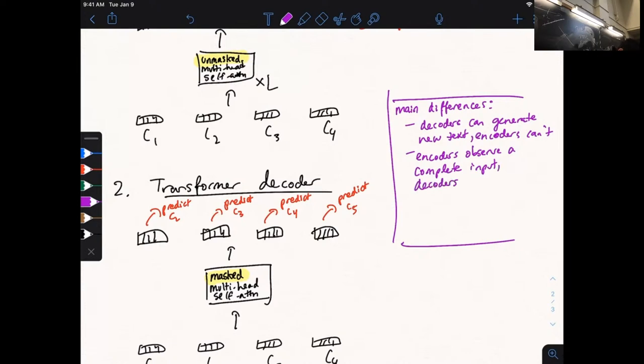Decoders only observe a prefix, right? So remember, the goal of a decoder is to predict the next word given some partial input. The goal of an encoder is, given a complete full input, give me some good representations of that sentence.